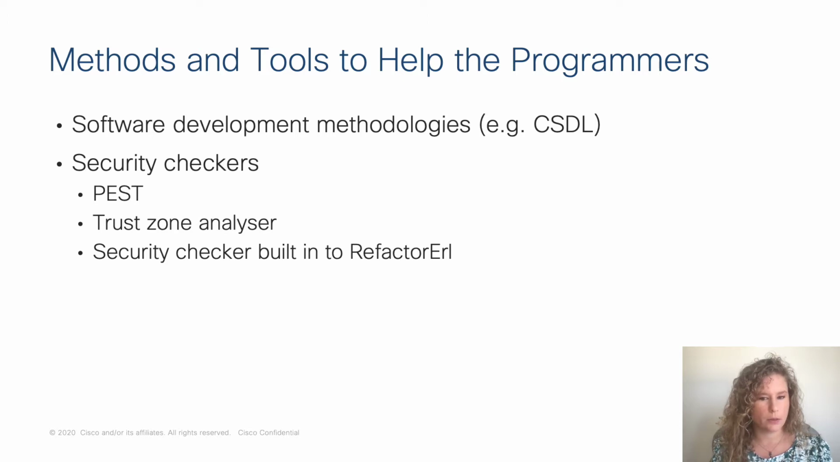There are security checkers for Erlang as well. There is PAST, which is the oldest and reports a lot of false positives as it doesn't use data flow analysis. There is a trojan analyzer and another security checker built into Refactor. Both of them are based on data flow analysis. So there are even tools for Erlang. So we could say that there are methods and tools to help the programmers.